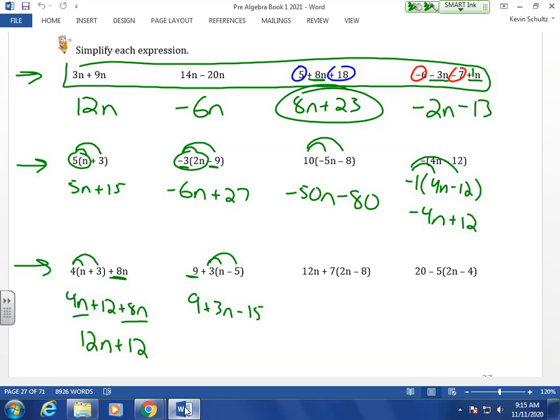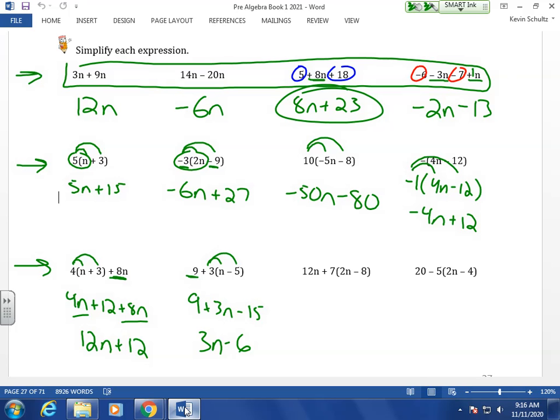So positive 9 and negative 15. 9 minus 15 is a negative 6. So we got 3n minus 6. We can't go any further because that n term and the negative 6 are not like terms. So we keep them separate.